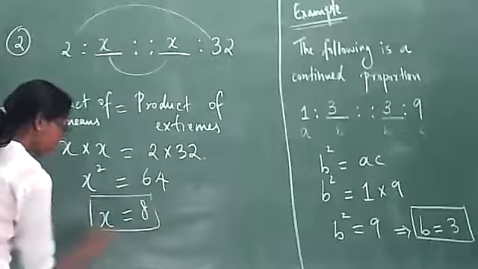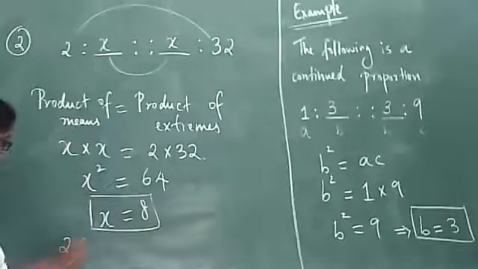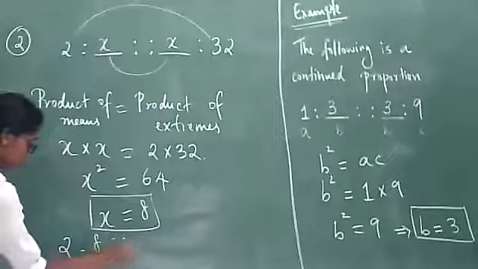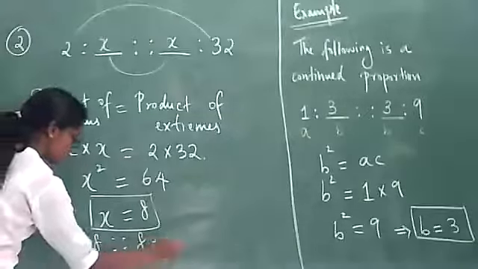Then the required proportion is going to be 2 is to 8 is proportional to 8 is to 64.